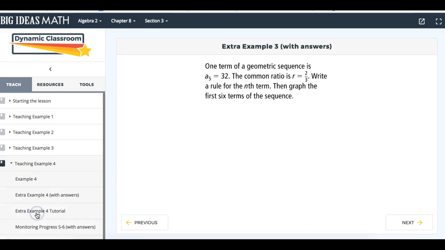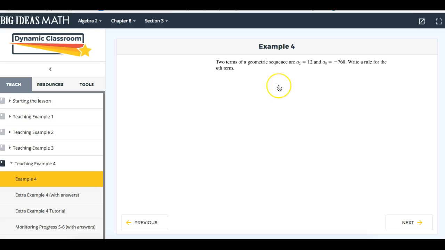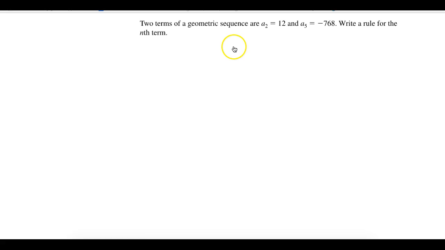All right, now that we're back here, let's remember our third type of problem is when we only know 2 points. So here all we know is that the second term is 12 and the fifth term is negative 768. Now you can tell we're going from the second term to the fifth term. These numbers are pretty far apart. Again, remember, these are exponentially growing. So we're going to get either really big really fast or really little really fast.